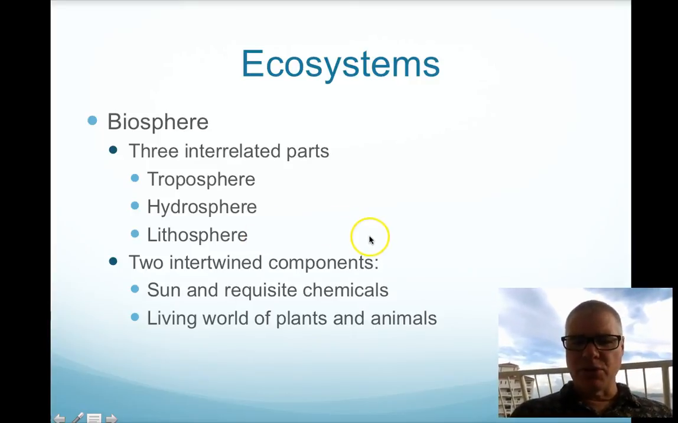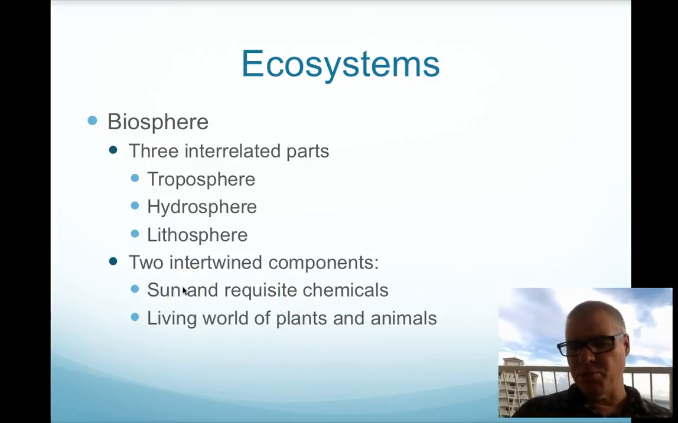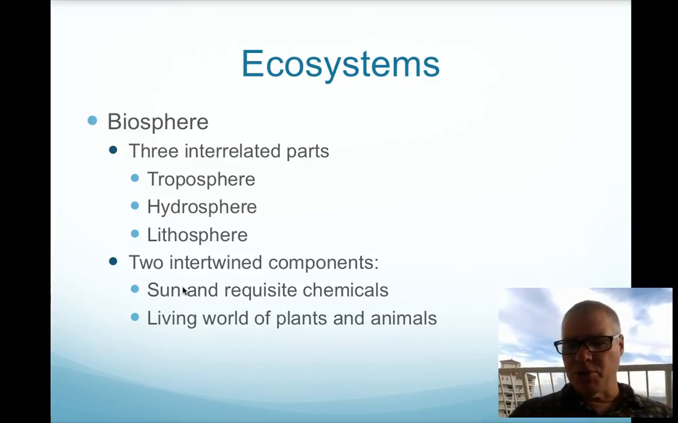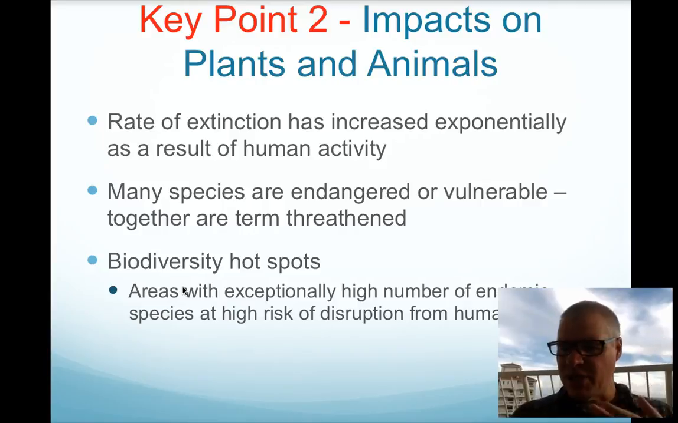And really, to all this, there are two entwined components. You have the sun and its energy, which is what usually drives most of these biological processes in terms of how energy flows through the systems, but also certain types of matter and chemicals like carbon and oxygen that also move through these systems of the living world of plants and animals. So those are some of the basic concepts, and I just wanted to hit those because that's where the book starts in on this chapter.